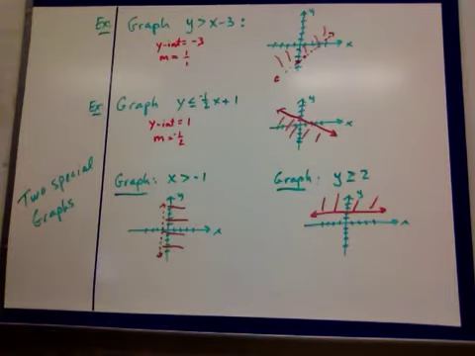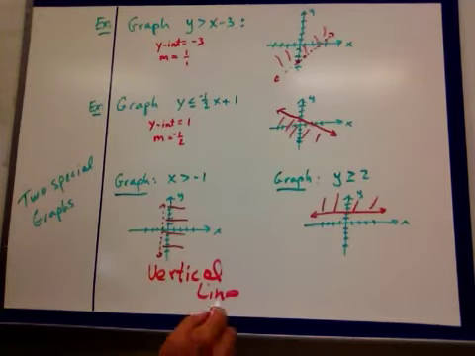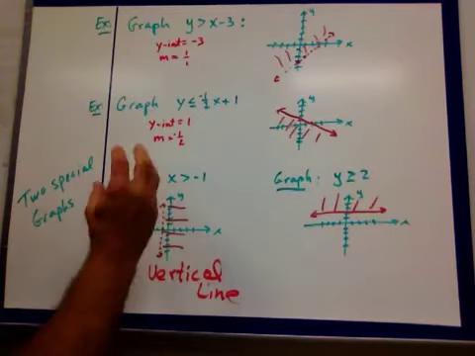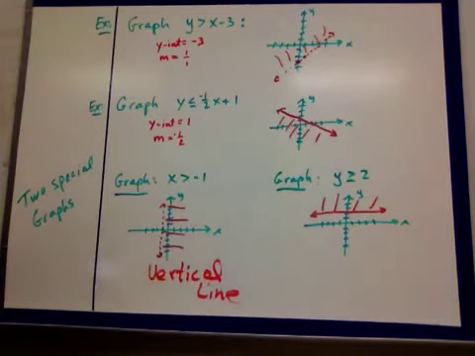Every x is going to give us a vertical line. Every time. And since x is greater, the bigger x's are out here, so I shade to the right. If it was less than, I'd shade to the left.